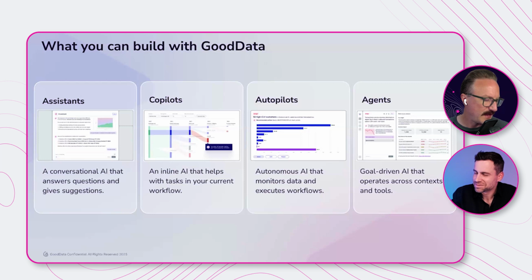This is useful for categorizing what it is you could build, as that data experience is almost these four different categories. We'll talk through what each one of them means a little bit, and then we'll demo an example of one of them for you that was built with GoodData. But that would be assistants, copilots, autopilots, and agents.